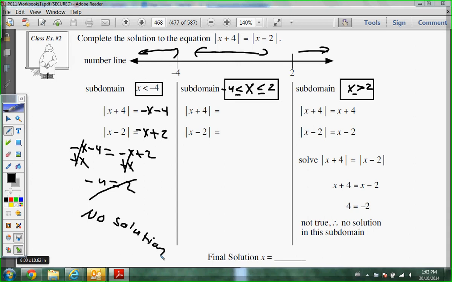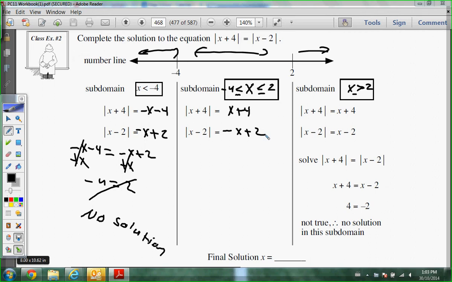We comfortable with that? Now here, this one subdomain is negative 4. I'm to the right of that, so I want the positive. This subdomain is 2. I'm to the left of that. I want the opposite. So that's the breakdown that we want. So now we plug these in.